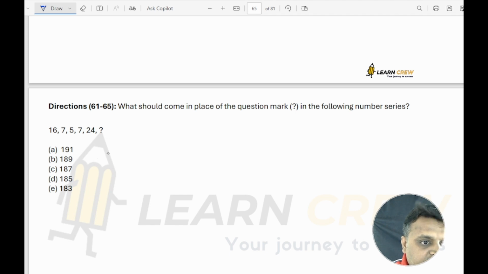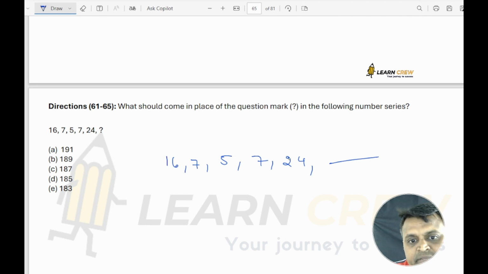16, 7, 5, 7, 24. Then missing term. If you see here, what is the observation? Definitely there is a 7 that suddenly becomes 24. 5 becomes 7, 7 becomes 5. 16, 7: 16 into 0.5, 8, minus 1. 7 into 1.